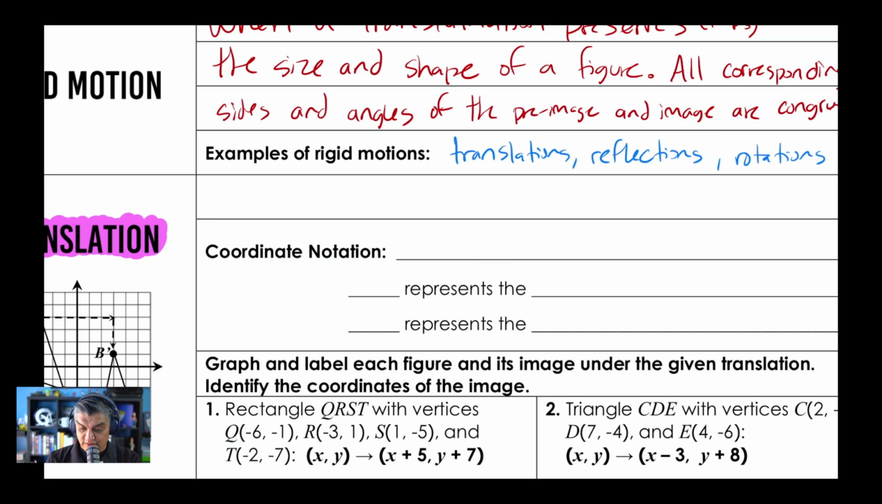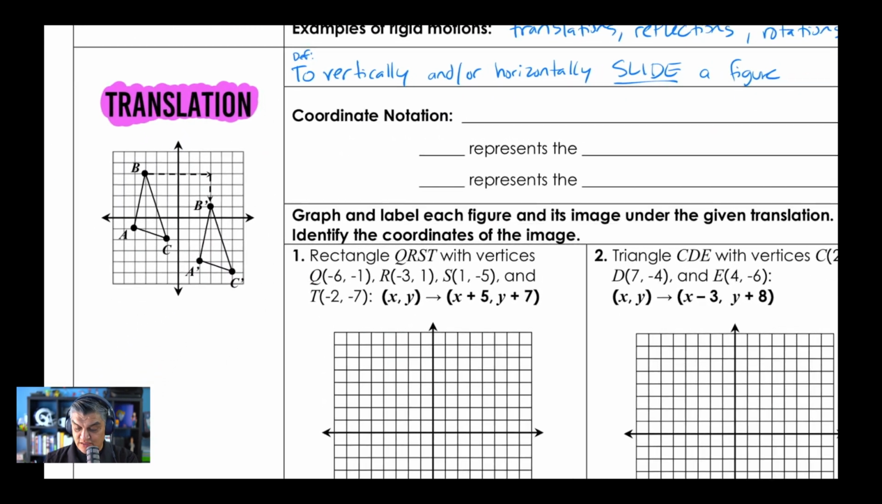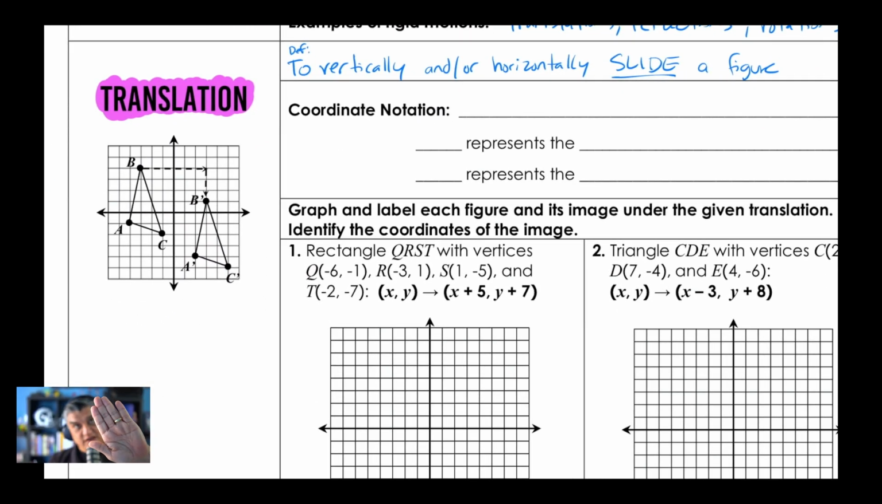So a translation, the definition, let's write right here. Definition: to vertically and/or, because we can do both, horizontally slide a figure. So sliding is another word for translation. We're going to get a figure, a shape, and slide it either left or right, or up and down, or both. That's a slide. And it's a rigid motion, so the pre-image and the image look exactly the same.